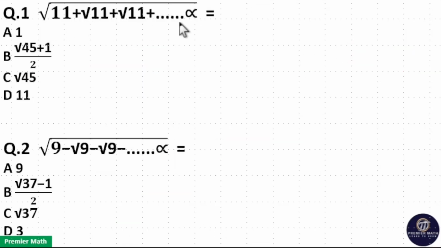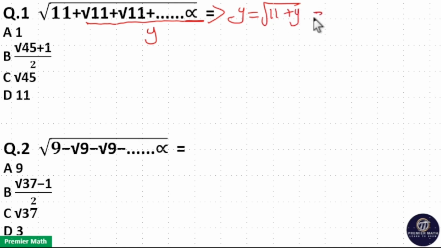Root 11 plus root 11 up to infinity is. Here we can't write 11 as x into x minus 1. This is not possible. In that case, use the normal method. That is, take root 11 plus root 11 up to infinity as y. Now, root 11 is very negligible compared to this infinite value of y. So, I can write this whole term as y and I can write y as root 11 plus y, because this root 11 is very less compared to infinite value of y.